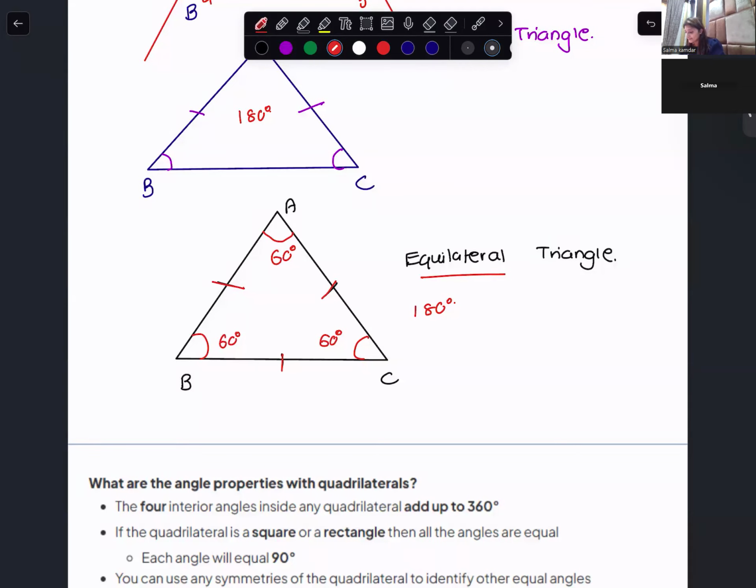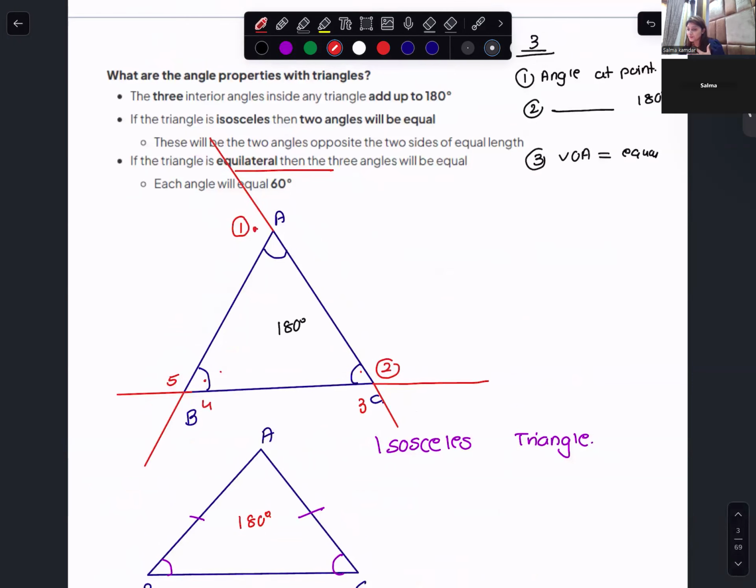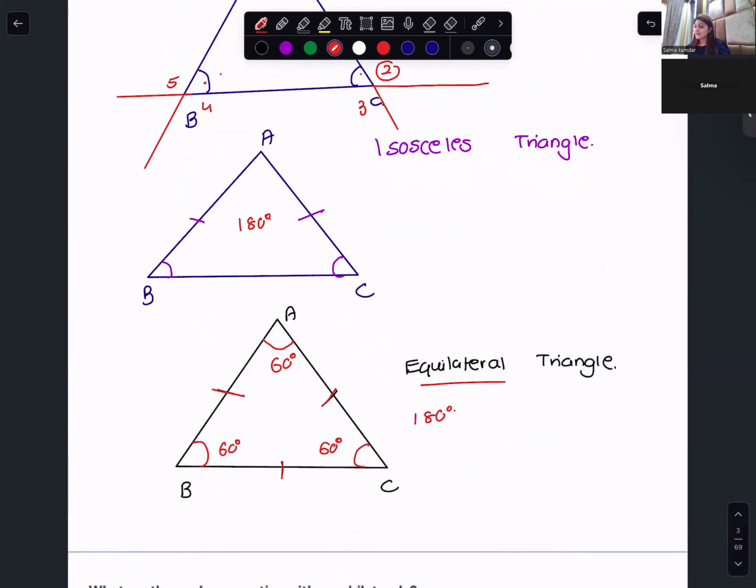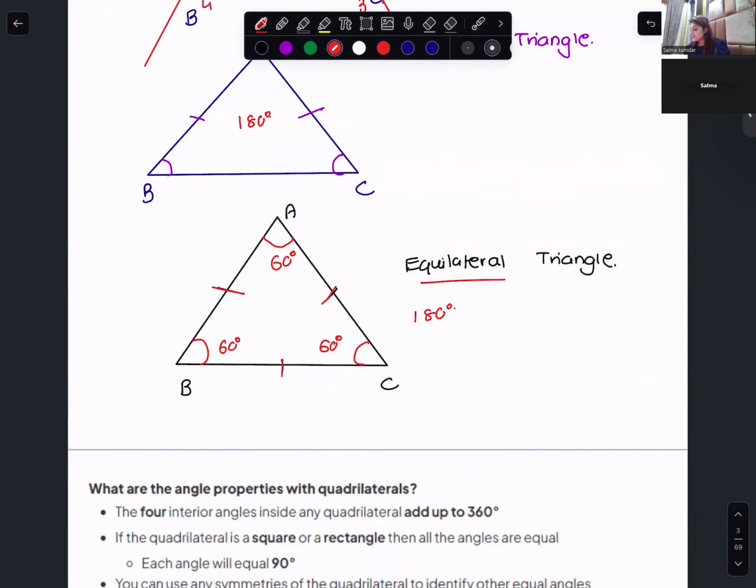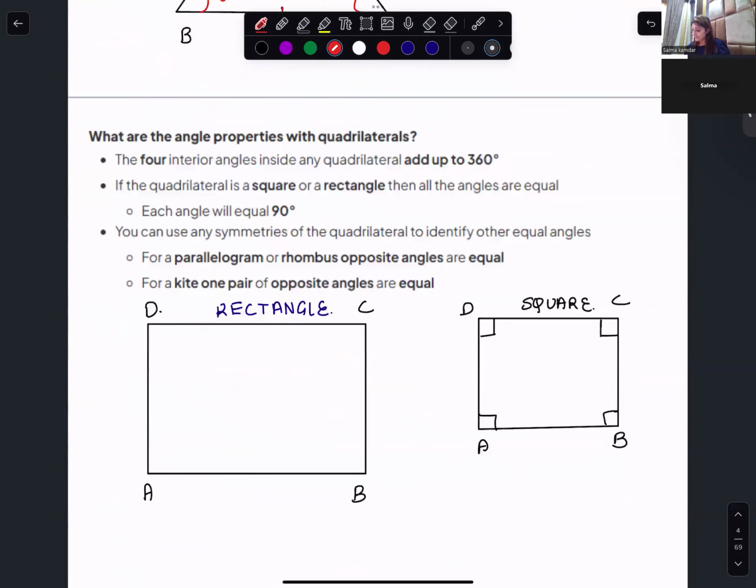Now let's go ahead. Angle properties: you've learned the sum of all angles in a triangle is 180. In an isosceles triangle, if two sides are equal, the base angles would be equal. And in an equilateral triangle, you have all sides equal and each angle would be 60 degrees. Now let's talk about the angle properties of a quadrilateral.